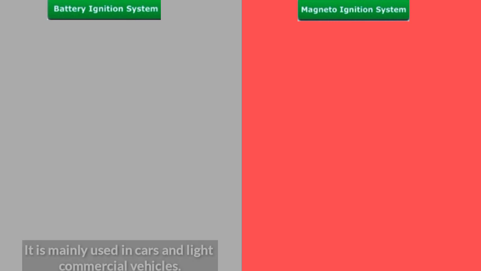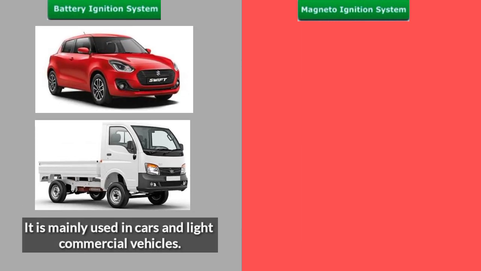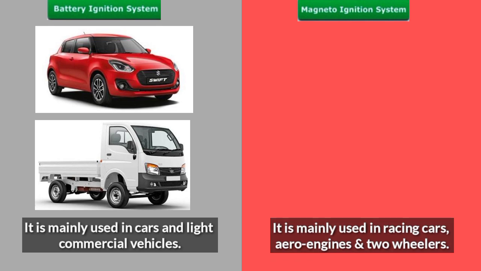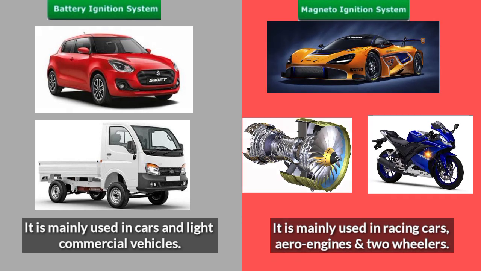Battery ignition system is mainly used in cars and light commercial vehicles, but magneto ignition system is mainly used in racing cars, aero engines and two wheelers.